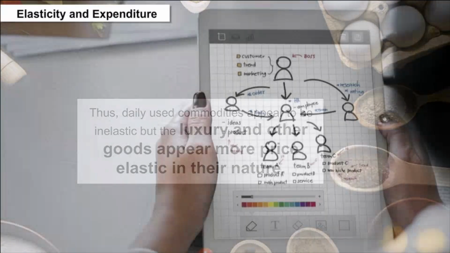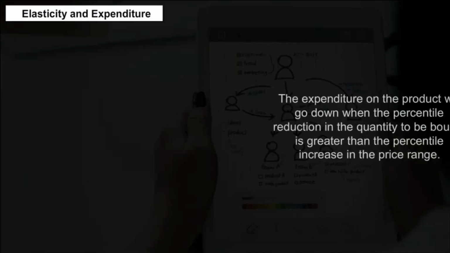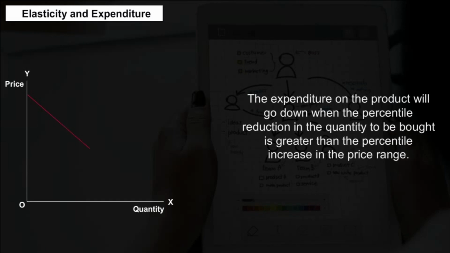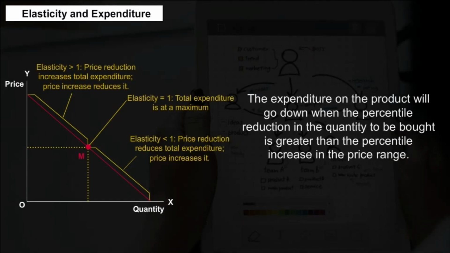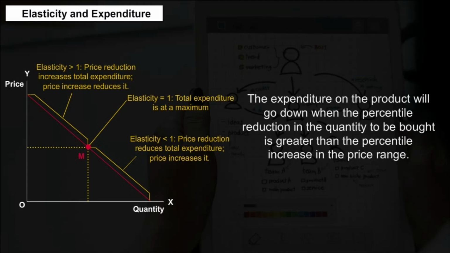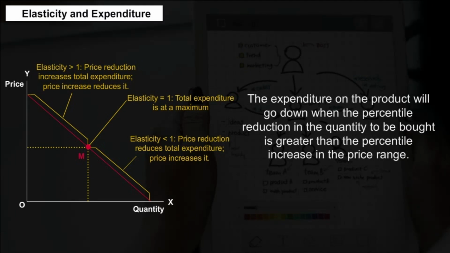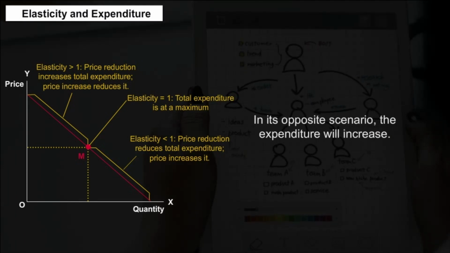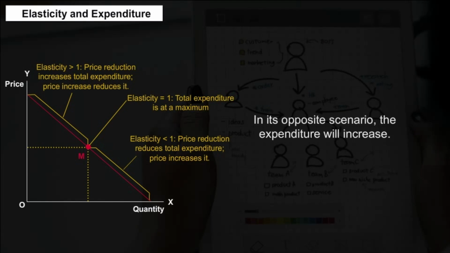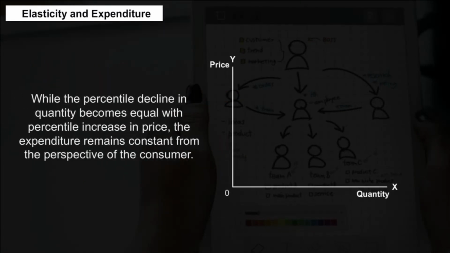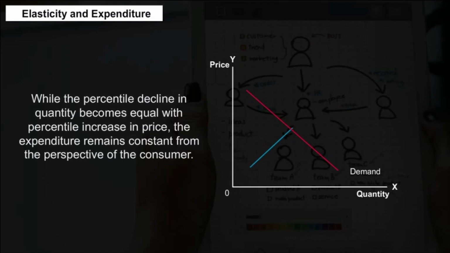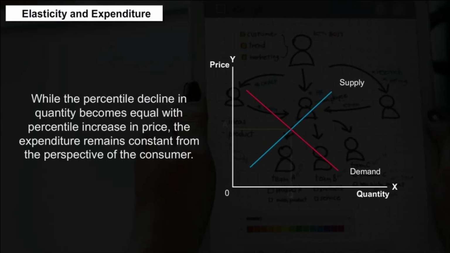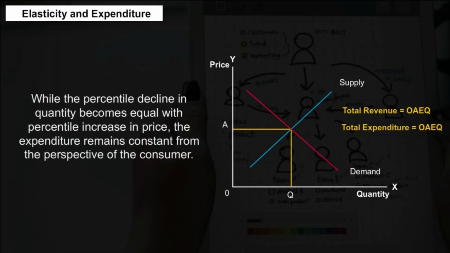Elasticity and expenditure. The expenditure on the product will go down when the percentage reduction in the quantity bought is greater than the percentage increase in the price. In the opposite scenario, the expenditure will increase. When the percentage decline in quantity equals the percentage increase in price, the expenditure remains constant from the perspective of the consumer.